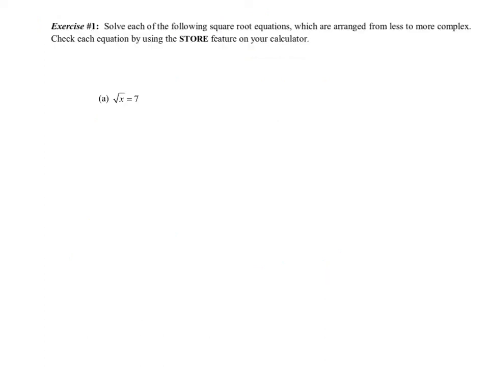Exercise 1. Solve each of the following quadratic square root equations, which are arranged from less to more complex. Check each equation by using the store feature on your calculator. So letter A, this is as simple as it's going to get. Radical x equals 7. So step 1 was to isolate the radical. Is the radical by itself? Yes, clearly there's nobody on this side with it.